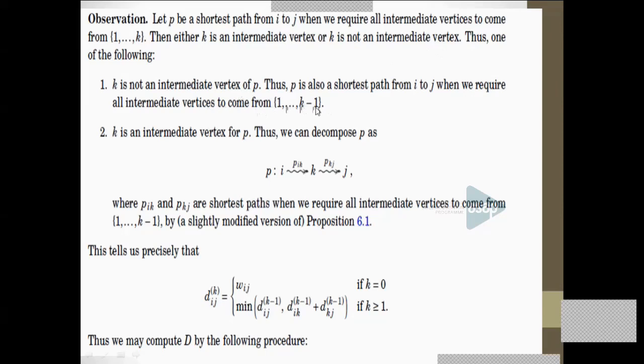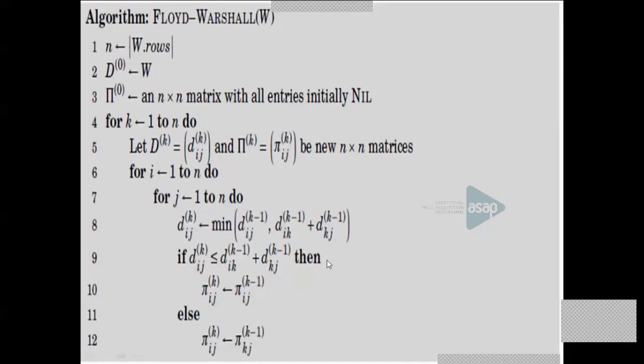Okay, remember that they are actually the vertex numbering. And if k is an intermediate vertex, there is a path i to k and k to j. Both are actually the shortest path. And this is actually the recursive definition: w_ij if k equal to 0, and if k greater than or equal to 1, whichever is the minimum path, that we have to consider. And this is the algorithm.